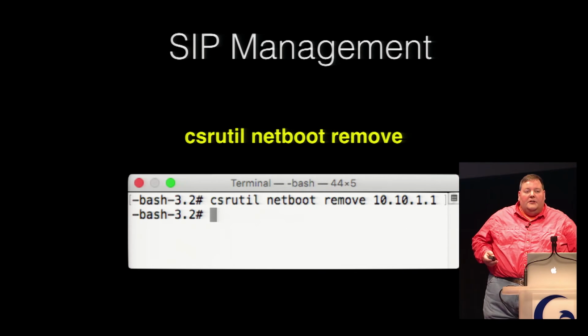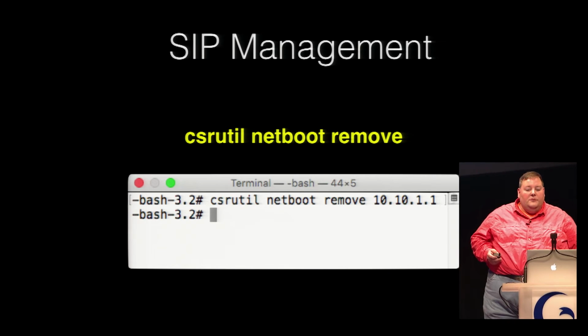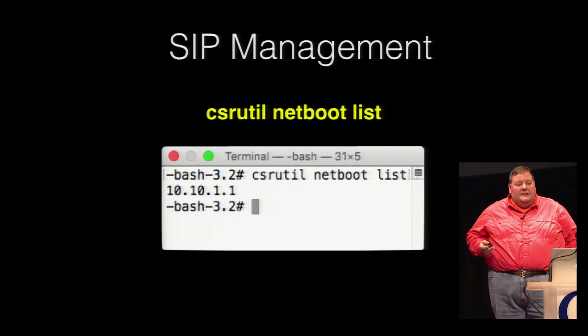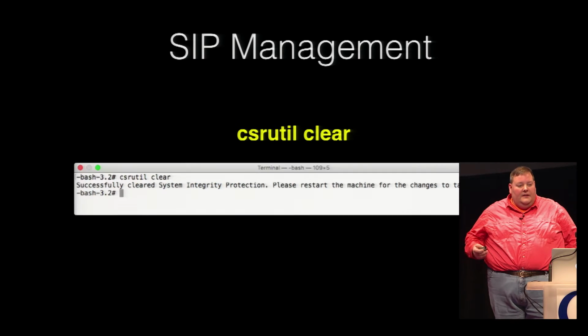So when booted from recovery, you can also remove NetBoot servers from the whitelist. And to do this, use csrutil netboot remove, followed by the IP address that you want to remove from the whitelist. So to see which NetBoot servers have been added to the whitelist, as we've seen in the previous examples, you can run csrutil netboot list.